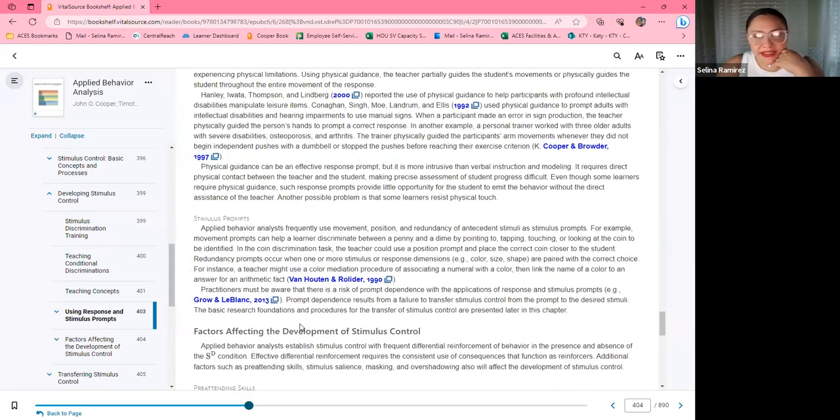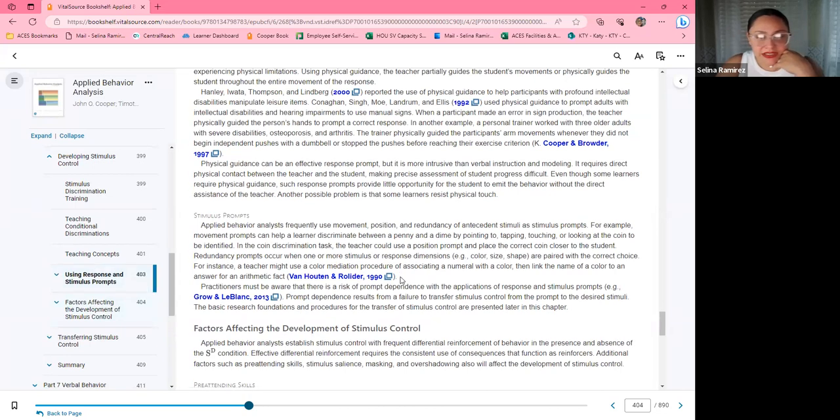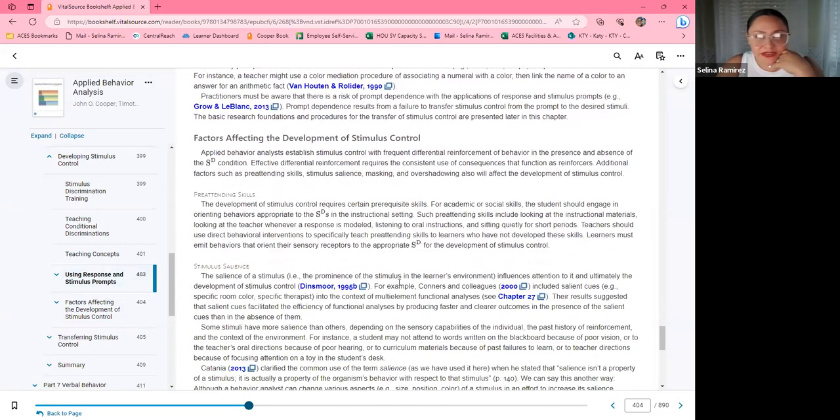Okay, so I guess we could stop there with the video. So today we went through teaching conditional discrimination, teaching concepts, and using response and stimulus prompts. So for next time, we'll go into factors affecting the development of stimulus control.